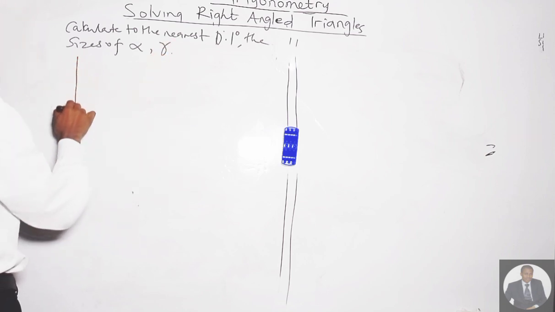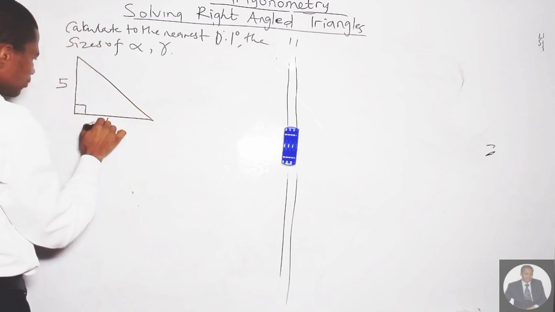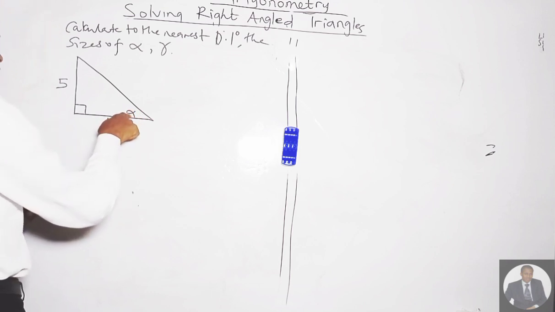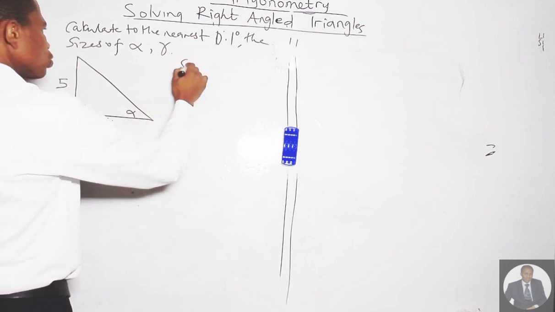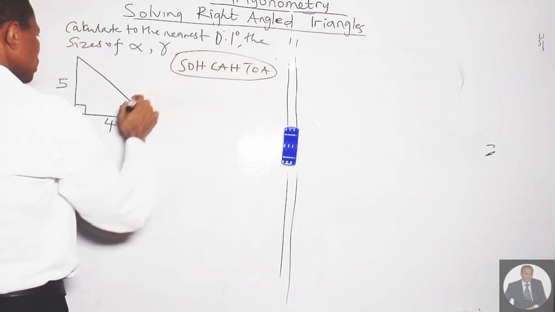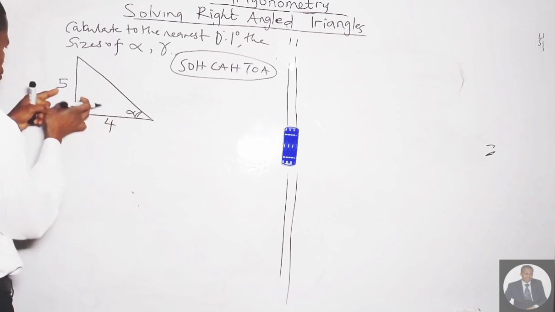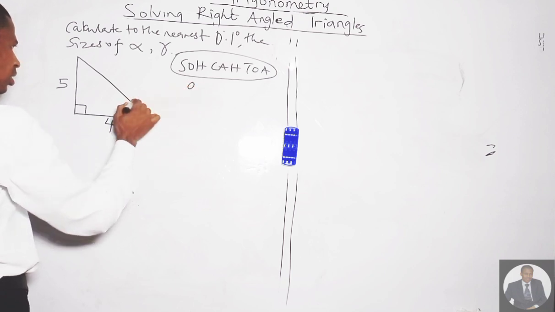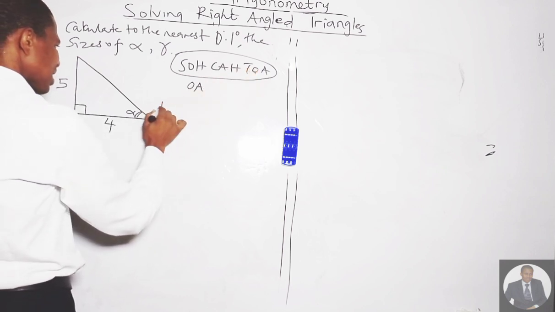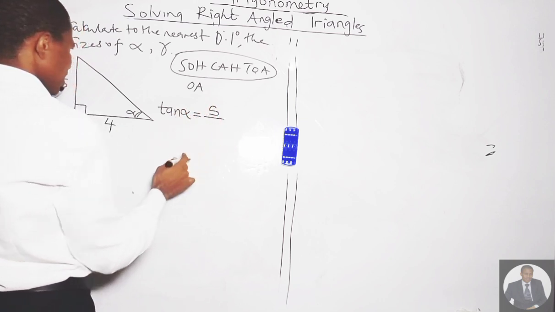Now let's look at this question. 5 is here. This is a right angle triangle. 4 is here. And then we have alpha here. We are looking for this angle, remember your SOHCAHTOA. We are given two sides, one is opposite and one is adjacent. What comes to mind? TOA. So we say tan alpha is opposite over adjacent.